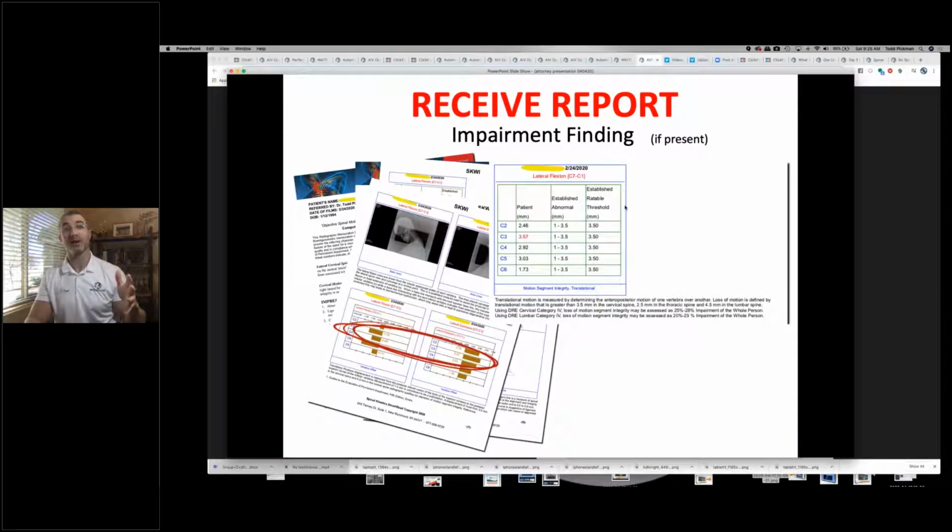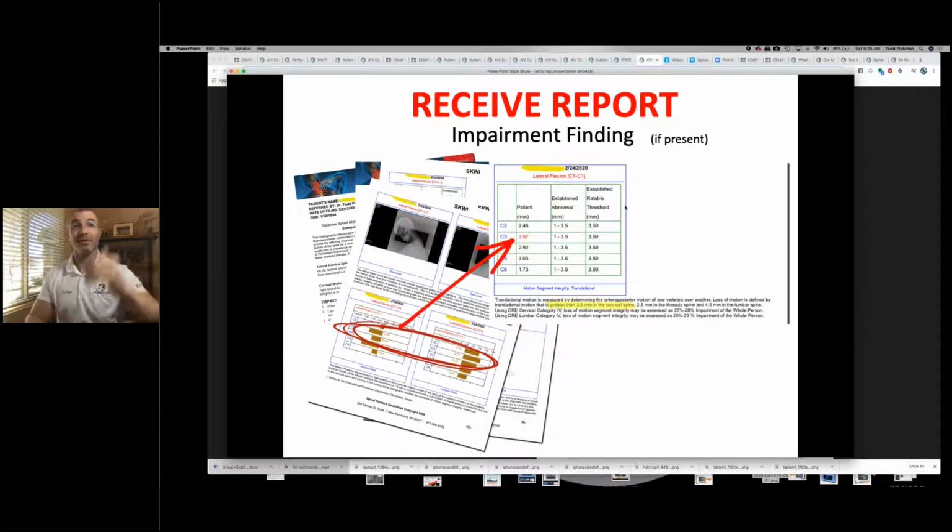And turns out when we got this back at C3, you can see that she's got 3.57 millimeters of excessive motion, of translation. So when she bends forward and bends back, that vertebra slides back and forth. This is how I explain it to the attorney. All right, John, have you ever seen this before? Most of them are familiar with some level of this, but just vaguely familiar, okay?